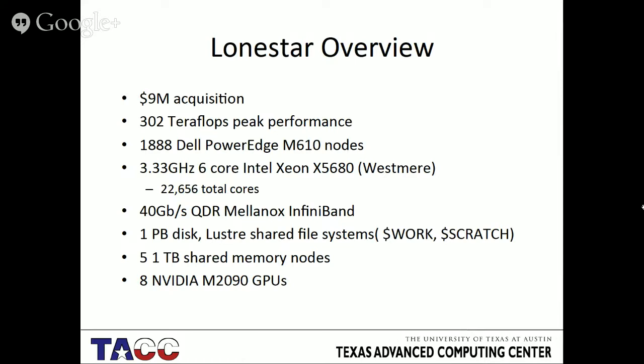Just a little bit of detail on what's on the system. There are 6-core chips, connected by InfiniBand. We have some special nodes: some large memory nodes for people who need a large amount of memory, maybe not so much parallel processing, and some GPU nodes for visualization and data analysis.